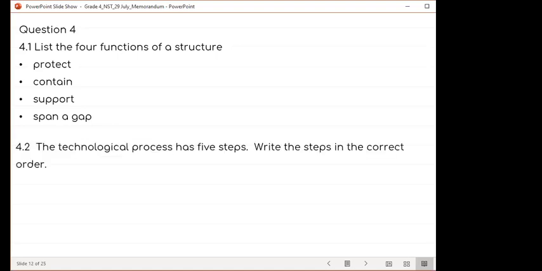The technological process has 5 steps. Write the steps in the correct order. Very important to note the last part, which says the correct order.